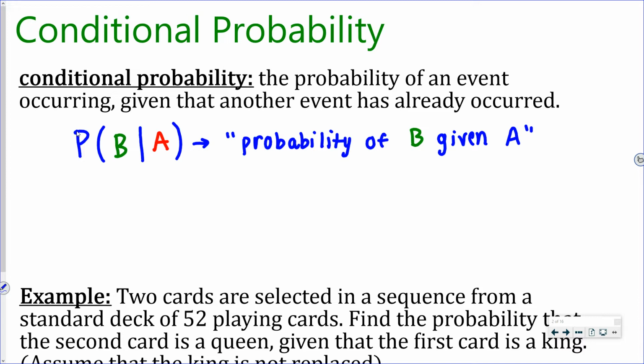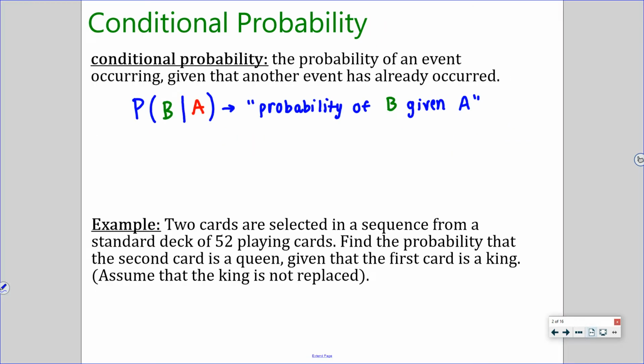One other thing I want you to write here, technically the formula for finding this probability. I only use this when it's fitting, because sometimes you can just logic your way through it. You have to find the probability of both events occurring, and you're just going to divide it by the probability that A already occurred.